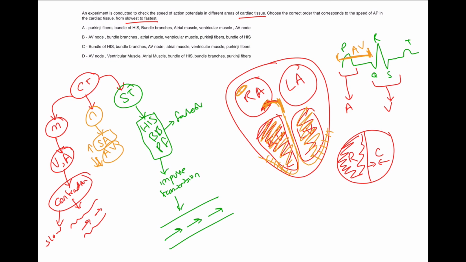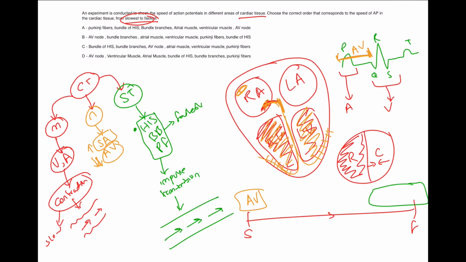So let's form the answer by ourselves. It says that we want the answer from slowest to fastest. So let's put a slow here, a fast here, and an arrow. Again, we discussed this. The slowest will be your AV node. The fastest will be your specialized tissue, and in that very order. So your His bundle will be fast, but your bundle branch will be faster. And then your Purkinje fiber will be fastest.